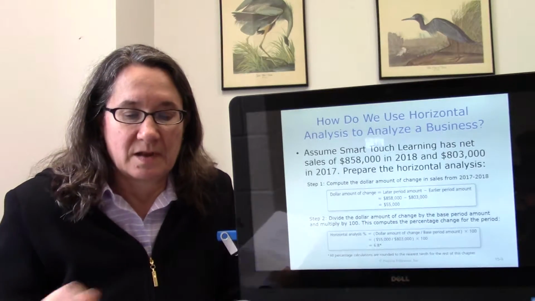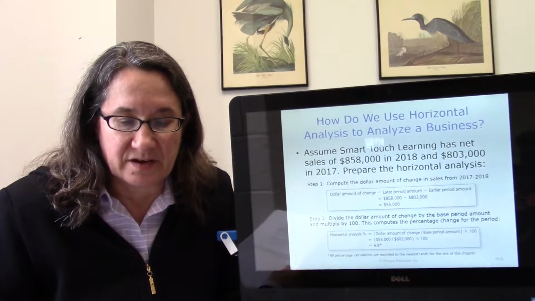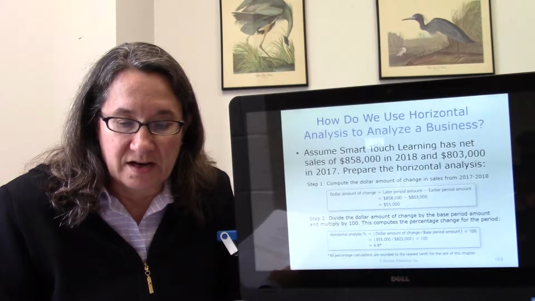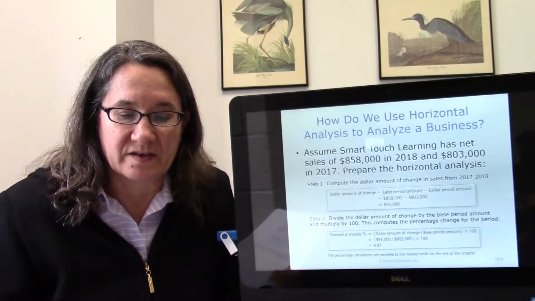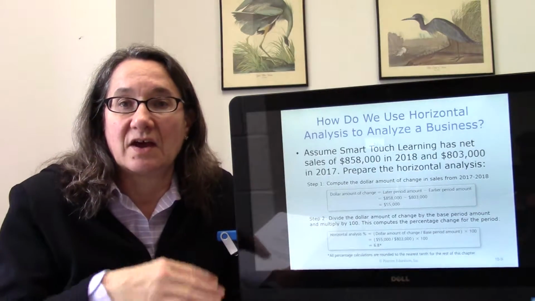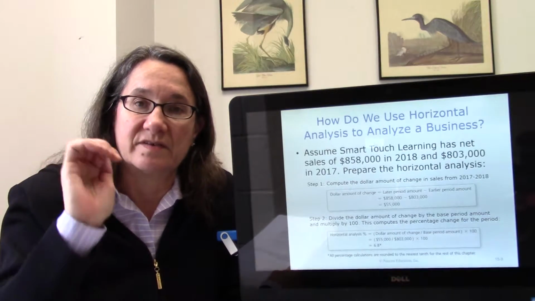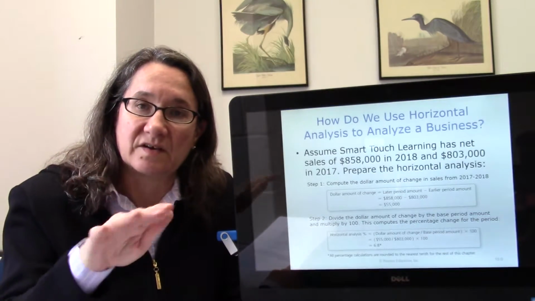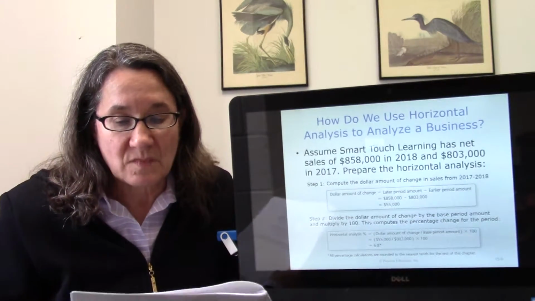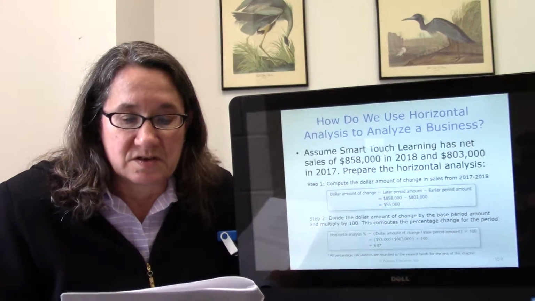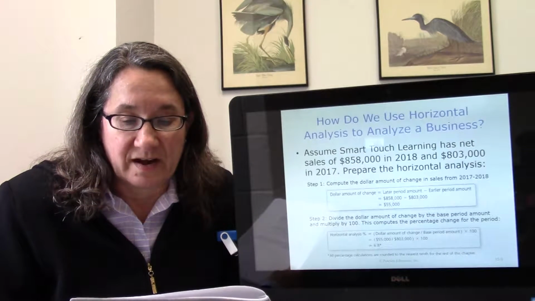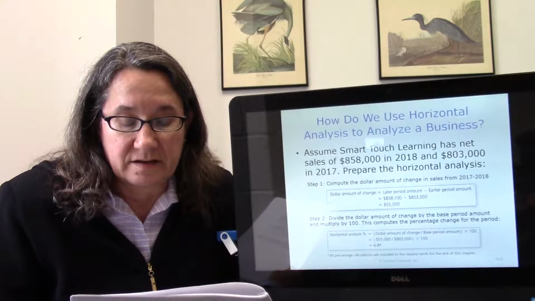So here's an example. Assume Smart Touch Learning has net sales of $858,000 in 2018 and $803,000 in 2017. Prepare the horizontal analysis. So this is just of sales, right? You can do this for every single account if you want. You do it then for sales and sales returns and allowances and sales discounts and cost of goods sold and gross profit. You can do it for all of them. In this case, we're doing just sales. So you take the dollar amount of change and then you divide it by the base amount.